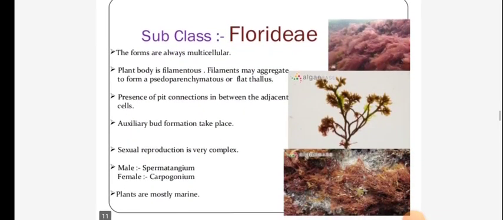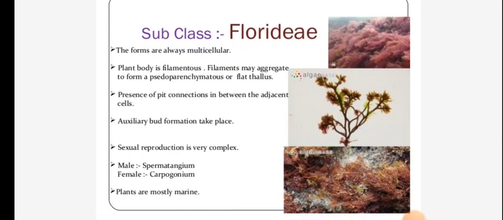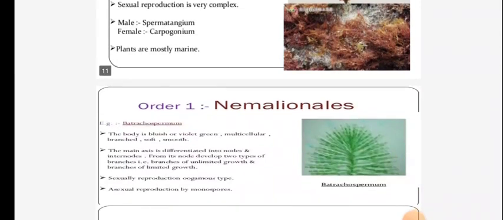Then the second subclass, Florideae. You see how the members are. They are always multicellular, the plant body filamentous, and secondly aggregated to form a pseudoparenchymatous or flat thallus. They generally have pit connections between adjacent cells. Auxiliary cell formation takes place. The sexual reproduction is very complex. Male spermatium, female carpogonium, and the plants are mostly marine. So this is the subclass Florideae.